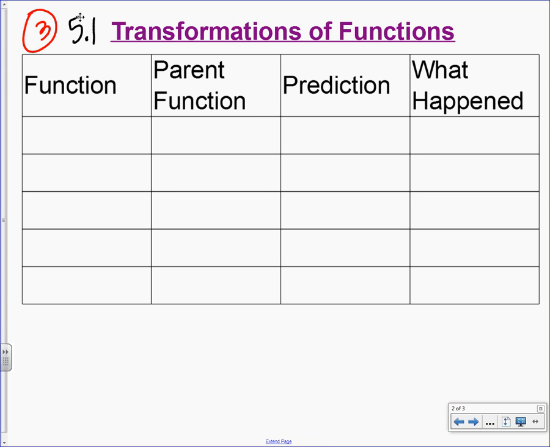So the first function that we're going to look at is y equals x squared plus 5. And what we like to refer to as the parent function is y equals x squared. So what I'd like you to do is predict what will happen from the parent function to this x squared plus 5. What do you think will happen to the graph? Will it go left, right, up, down? Will it be flipped? So predict what will happen, and then we will find out what really happens.